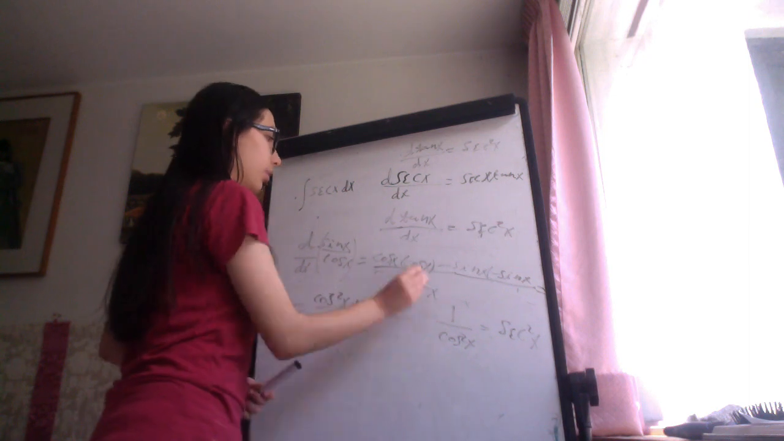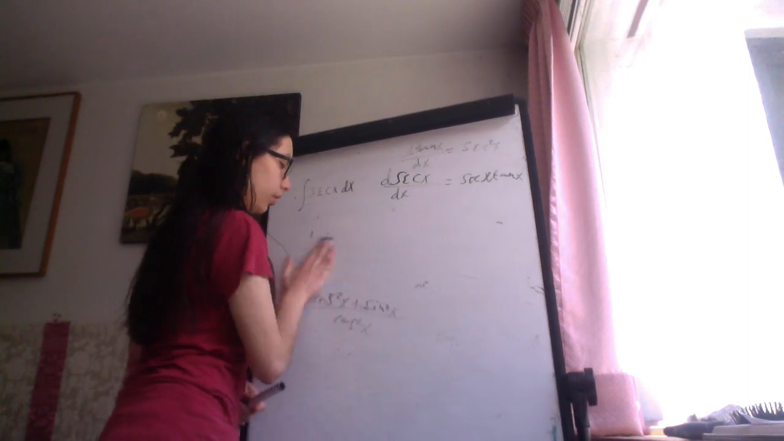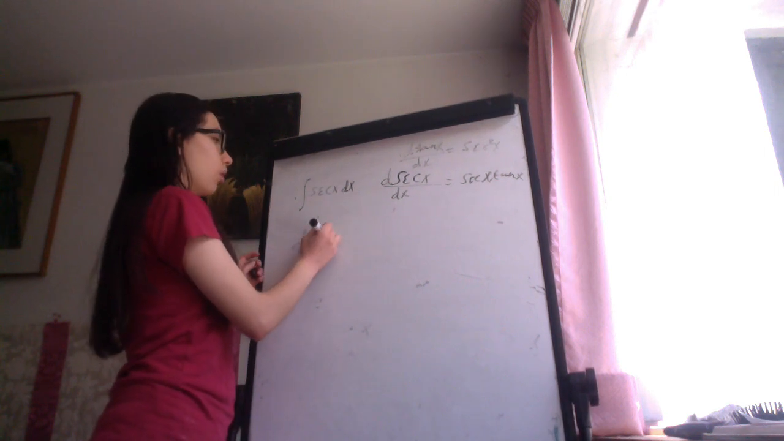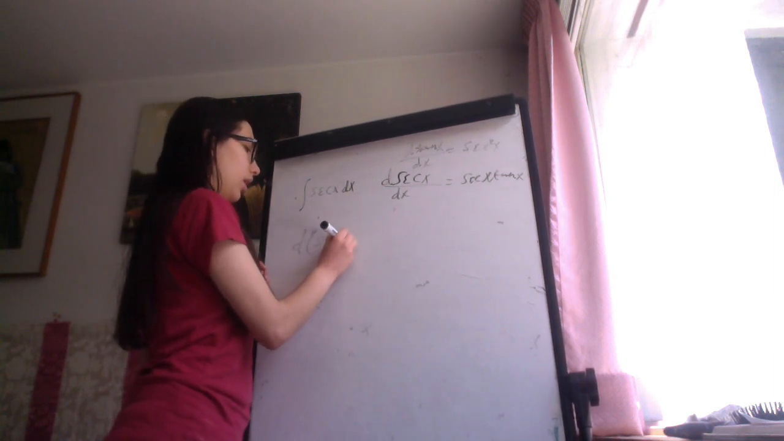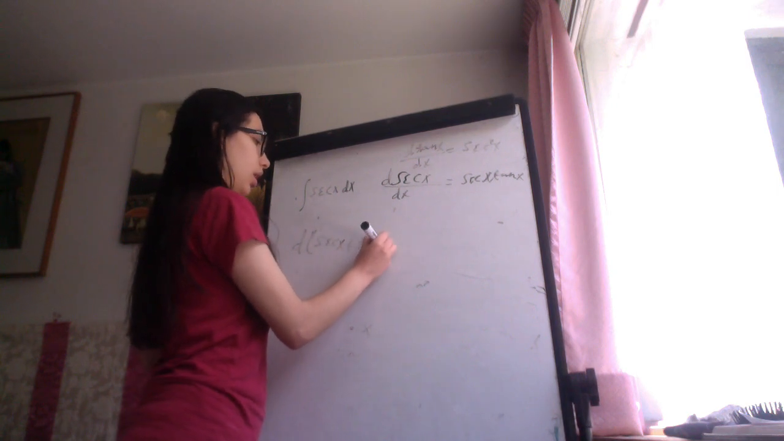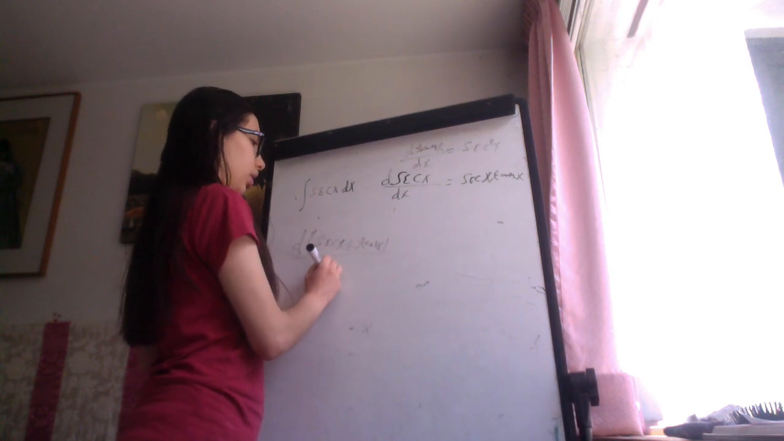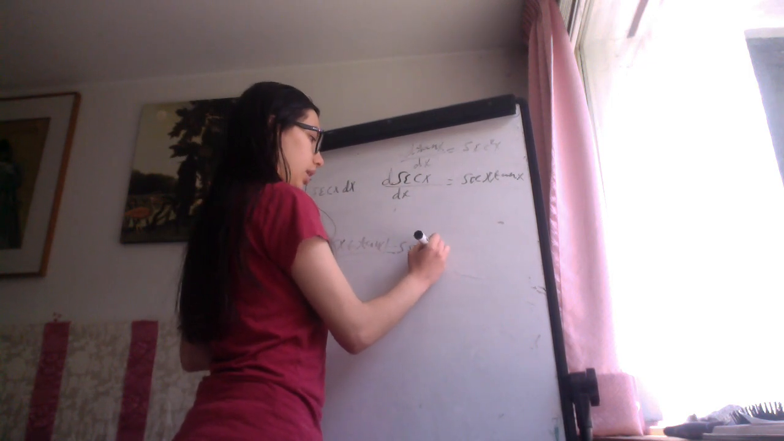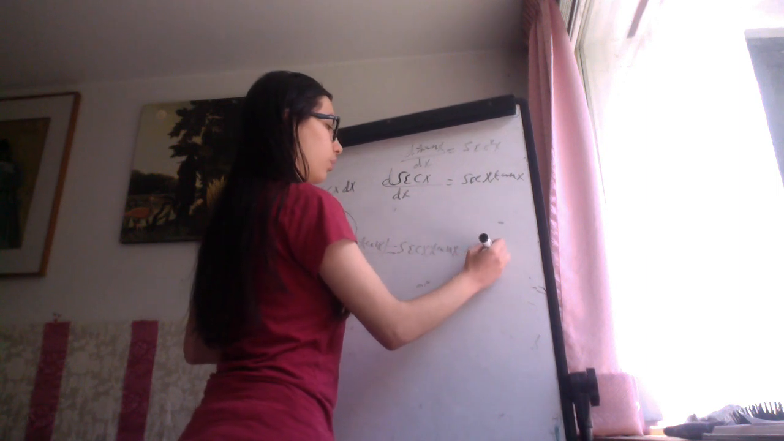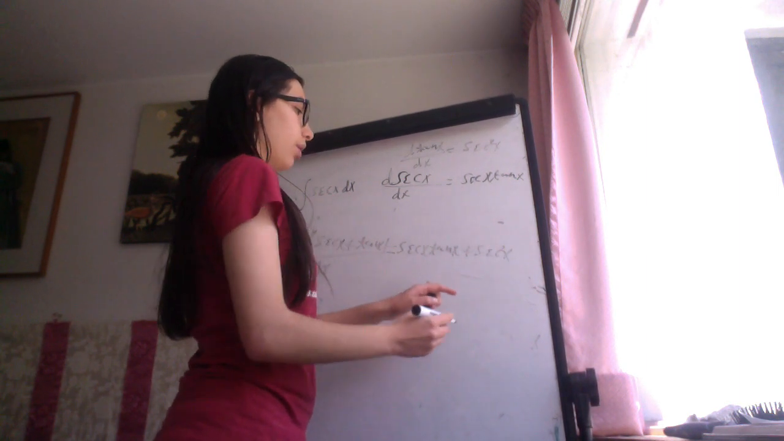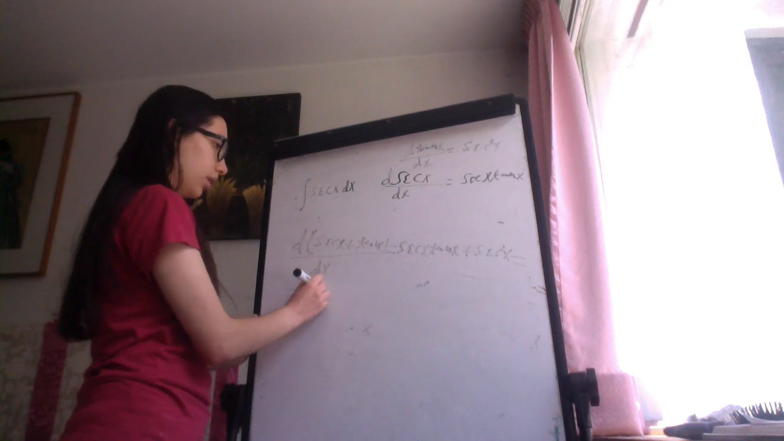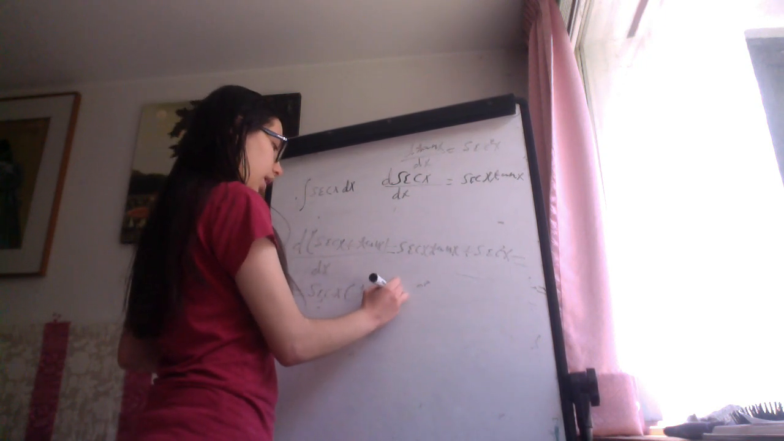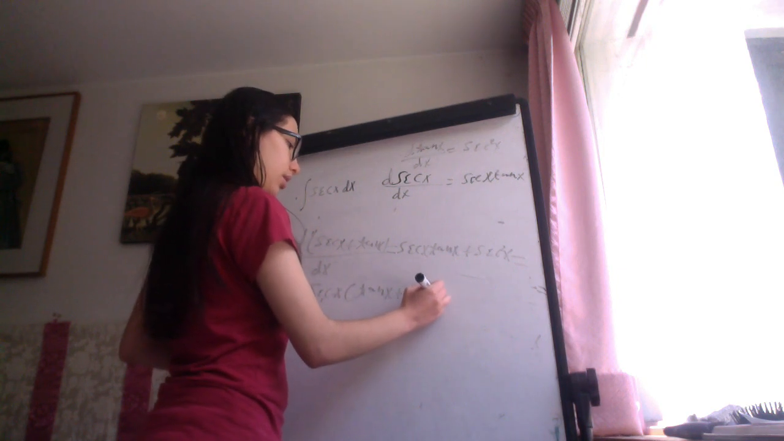Now, what happens if we take the derivative of the sum of secant x and tangent x? Well, it will be the sum of the derivatives. So it will be secant x tangent x plus square secant x. We can factorize the secant, and we have secant x times tangent x plus secant x.